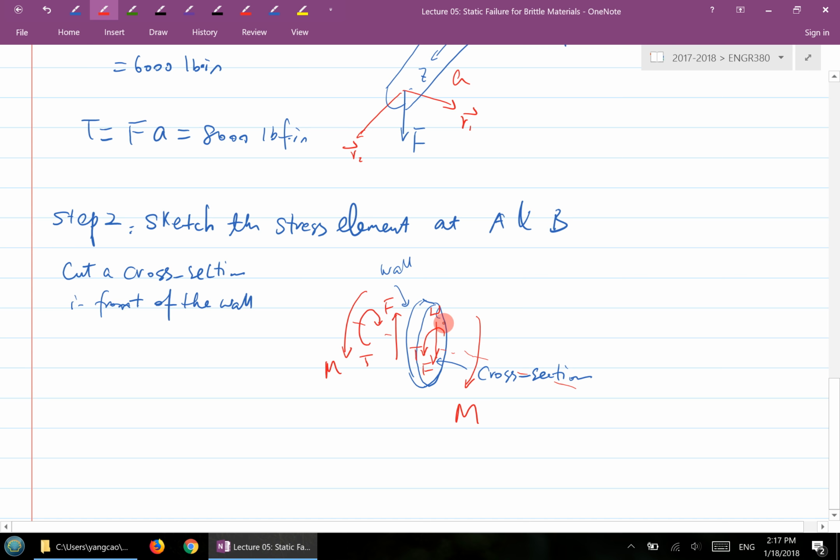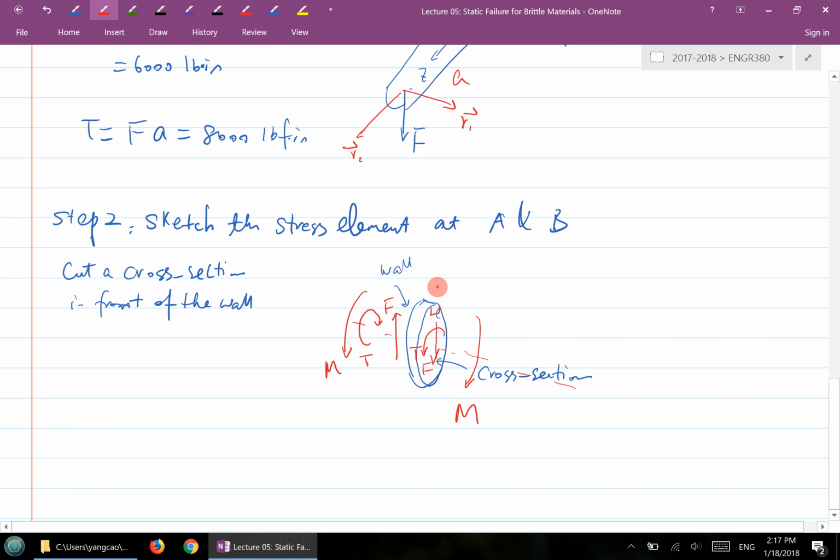Is the moment both going down like that? Yeah. So this is balancing. This side is trying to bend this, right? It's balancing here. You get it, right? Otherwise, it'll start to rotate, right? So once you have this, then we'll think about the stress element now.